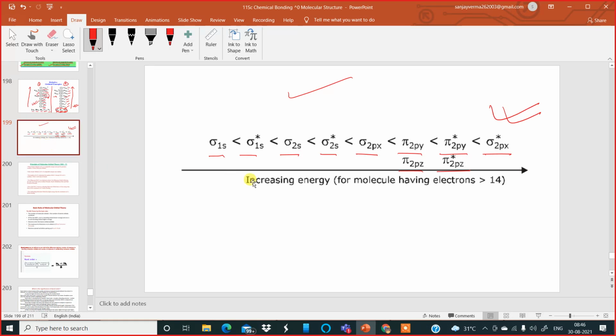So for this, I'm giving you some time. Have a look at this very carefully. In the beginning you have to write it several times, and after some time you get habituated and it enters your mind, and then you can write this order easily.